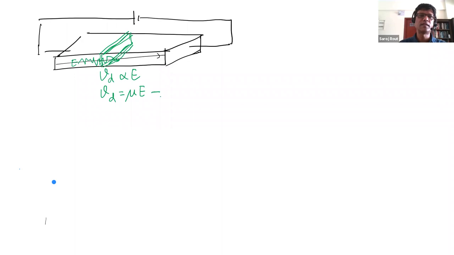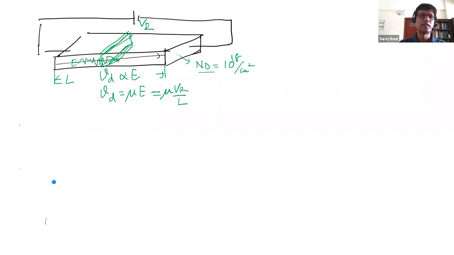And this E is nothing but V over X. So this was L, let's say, the length, and this was some value VR. Then mu times VR over L is the velocity. And then I said, let this be some n-type material, doped with, for example, 10 to the power 18 phosphorus atoms or something like that per centimeter cubed.